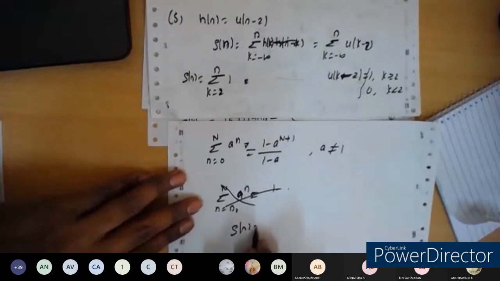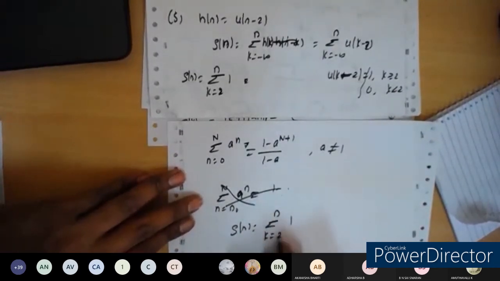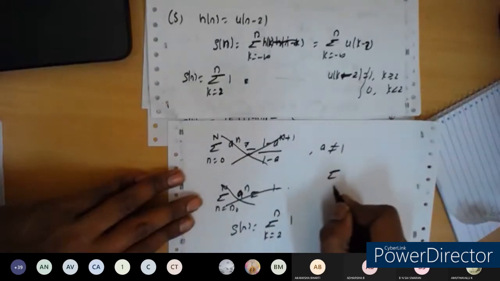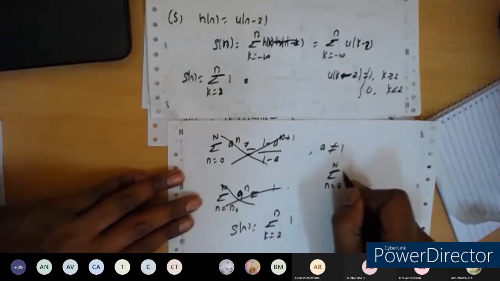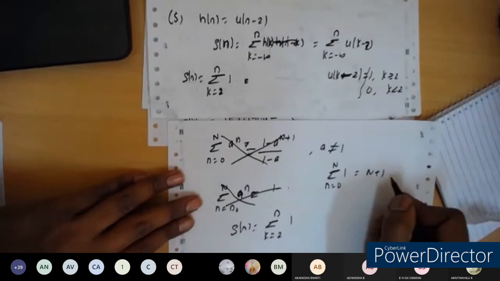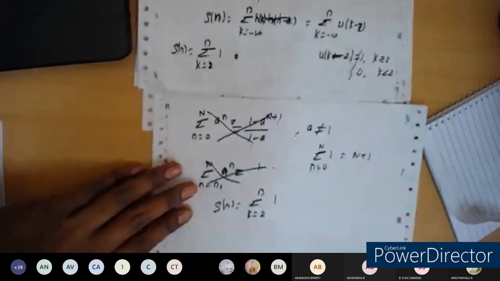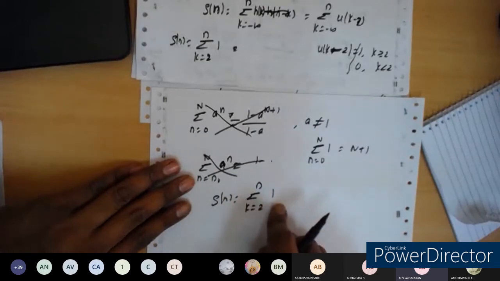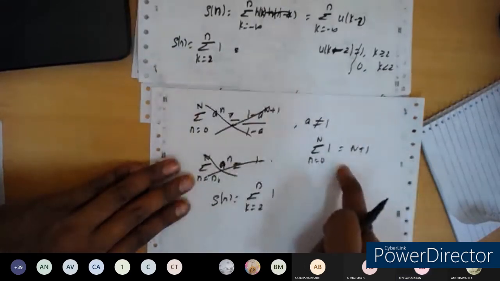That's why I'm telling you, make a list of the formulas at the end of your notebook. If you are not going to make a list, we need to derive the formula. So here we have S of n is equal to summation k is equal to 2 to n, 1 is there. Sorry, for this one there is no need of this formula. We can write n is equal to 0 to n, and since 1 is there, this will become n plus 1. Since 1 is there, this is not a to the power of n. I got confused, you are also getting confused.